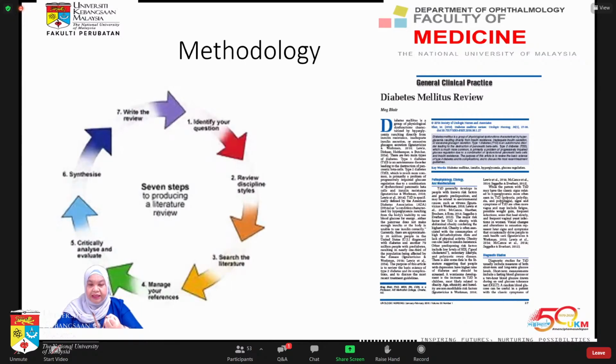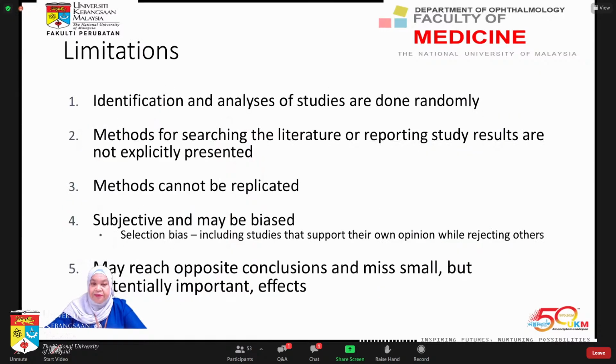You identify your question, then review the literature and critically analyze, because you take all the information and you try to synthesize. Synthesis means you divide it. If you have a diabetes mellitus review, maybe you want to divide it into management, treatment, and investigation. So when you have that, you can write your review and have your publication, which is easy to do and still acceptable at this age. Okay.